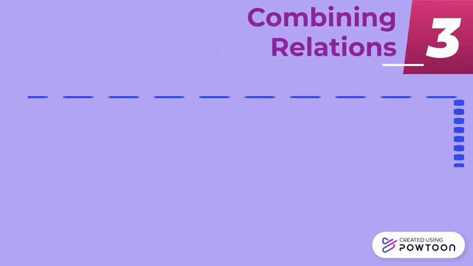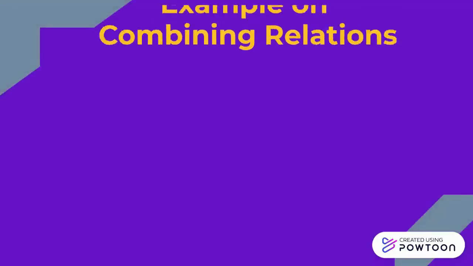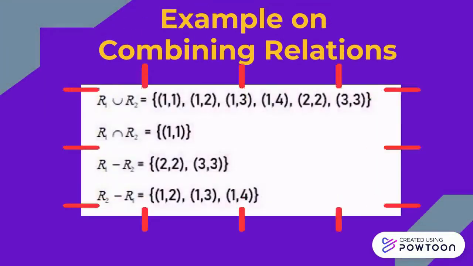Lastly, we will learn about combining relations. Given two relations R1 and R2, we can combine them using basic set operations to form new relations. Example on combining relations. Let A equal 1, 2, 3 and B equal 1, 2, 3, 4. The relations R1 and R2 are given, and we combine them using basic set operations to form new relations. This is the answer from the previous question.